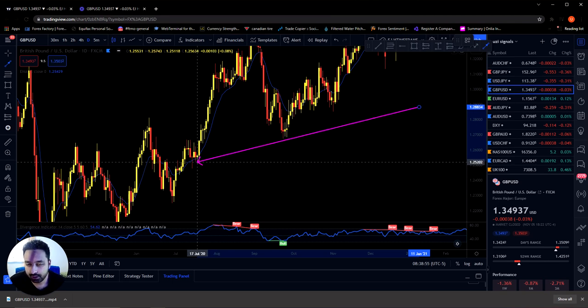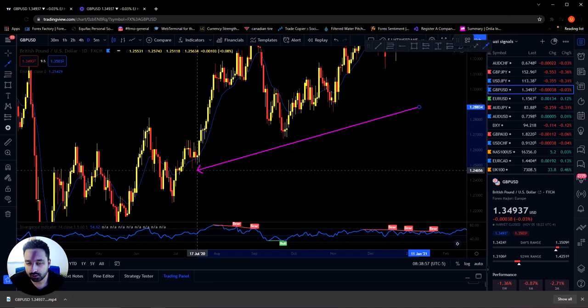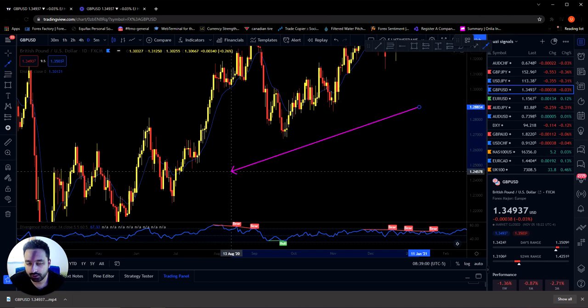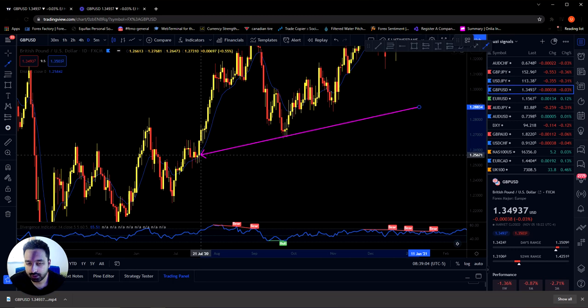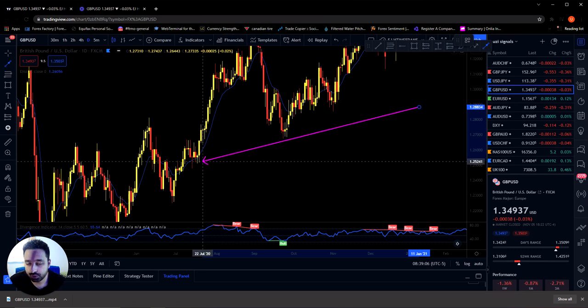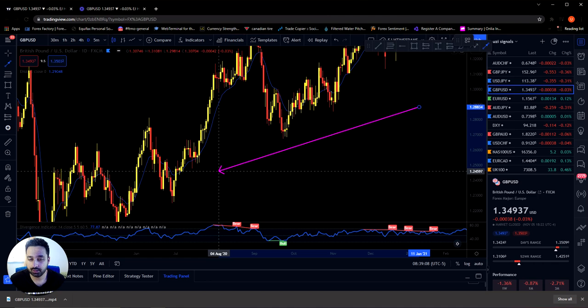We have the left pin, which is the left shoulder, the neck, and the right shoulder. Okay. It's always gonna be. This is gonna be a small pin. The middle one is gonna be the biggest, and this one should never break the middle one. It should never break the middle one.